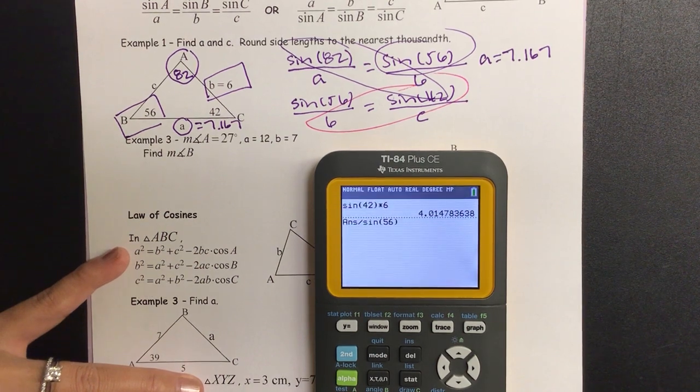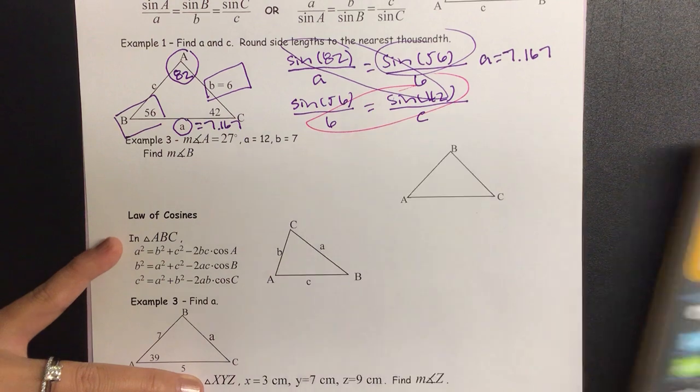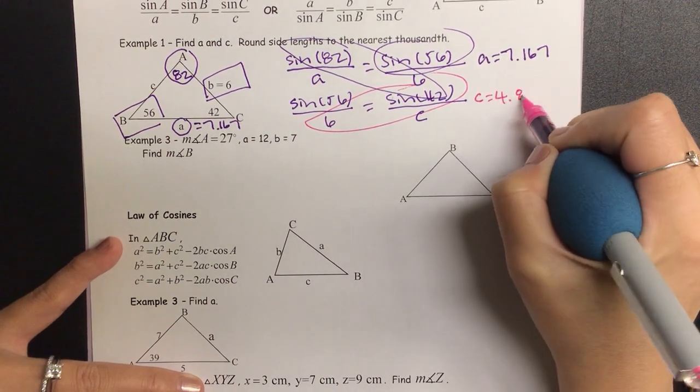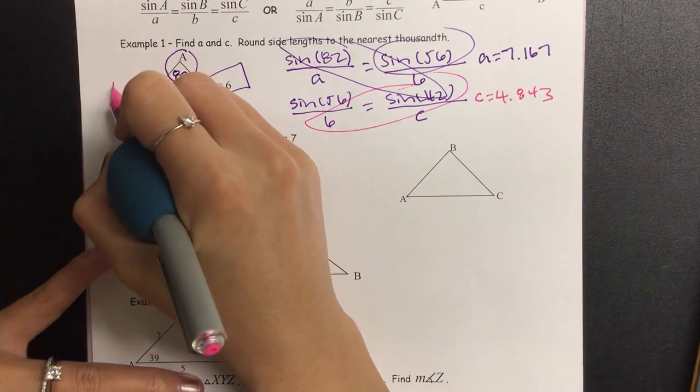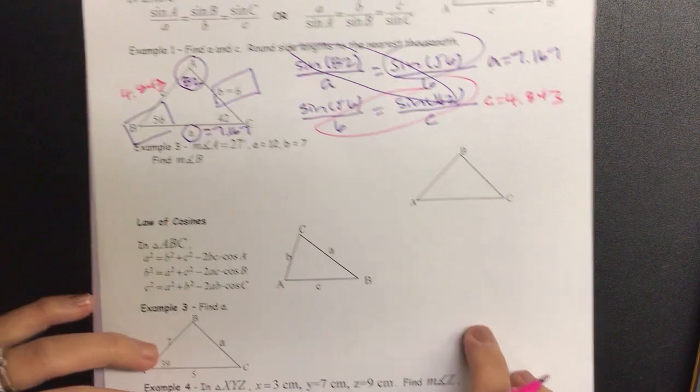You do sine of 42 times 6? Yeah. Do we not get that messy, Dustin? Oh, wait, never mind. Did y'all get 4 point something? 4.843, and let's fill it in. 843. And there's a way to actually check this.